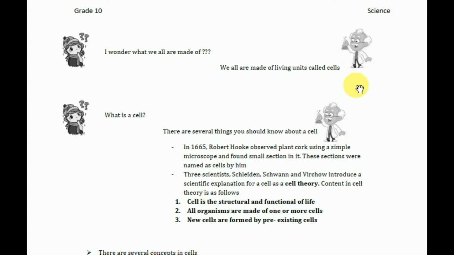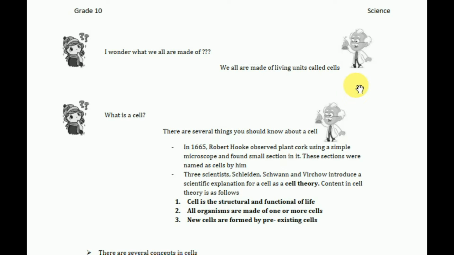I wonder what we all are made of. She's also having the same problem that we have. Einstein, Mr. Einstein, Sir Einstein or Albert Einstein, is telling her, we all are made of living units called cells. Then she's having a new word for her vocabulary, that is cell. Normally she knows about solar cells and dry cells. But what is this cell? So she's asking that again. What is a cell? So Albert Einstein is explaining this.